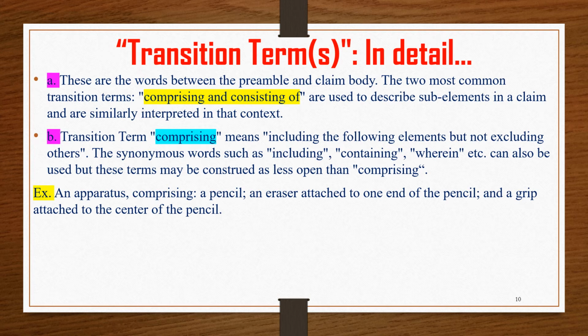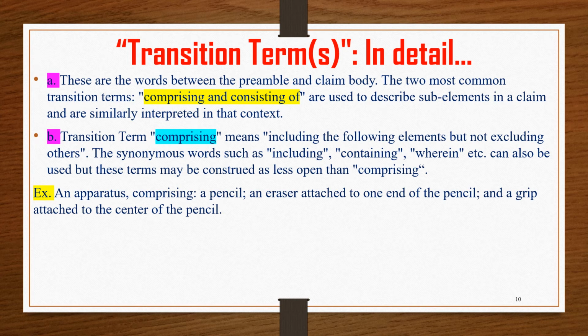The two most common transition terms are comprising and consisting of. Just remember. And these are used to describe sub-elements in a claim and are similarly interpreted in that context. Point number 2. Transition term comprising. I am talking about the transition term comprising. This means including the following elements but not excluding others. Just remember. The synonymous words such as including, containing, wherein, etc. can also be used. But these terms may be construed as less open than comprising.